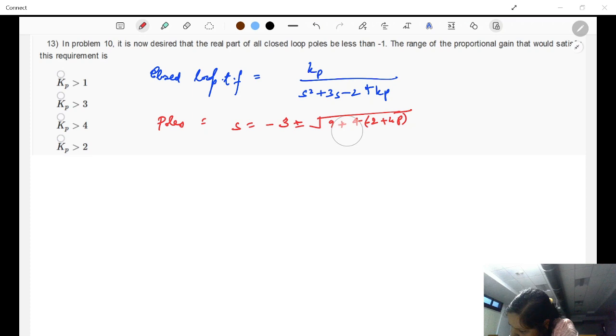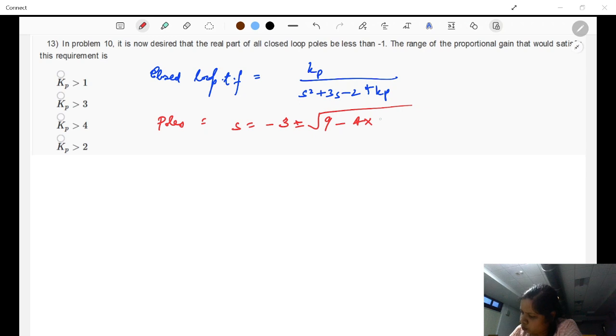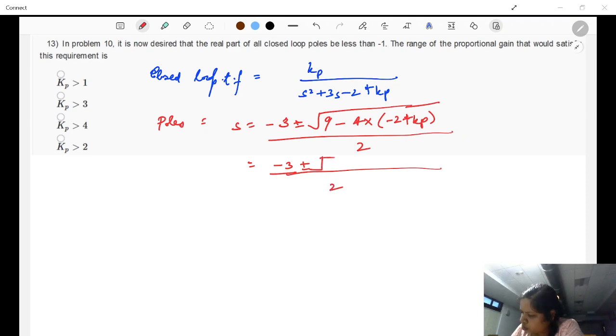Sorry, this would be minus. Yeah, b square minus 4 into a into minus 2 plus kp. Okay. When you solve this, you'll get minus 3 plus minus under root of, this would be 17 minus 4 kp, right?